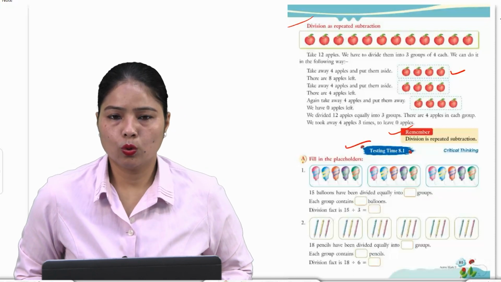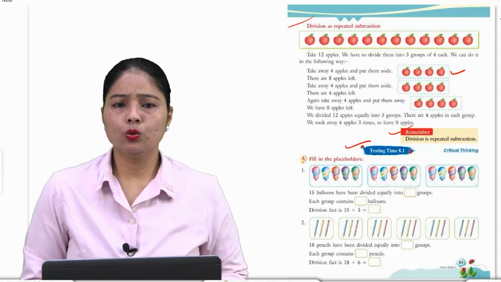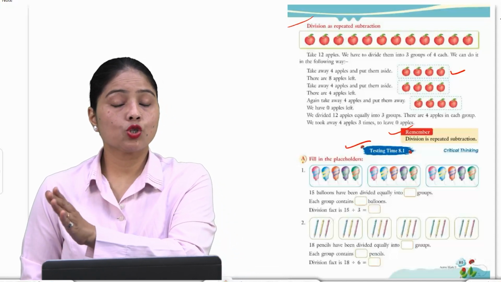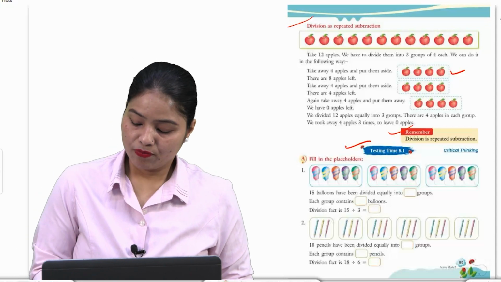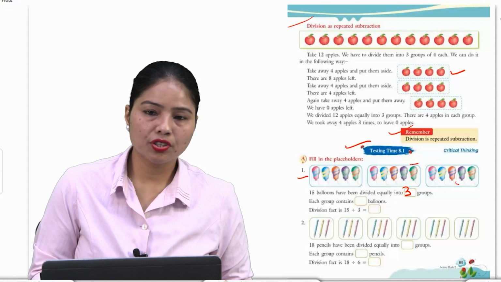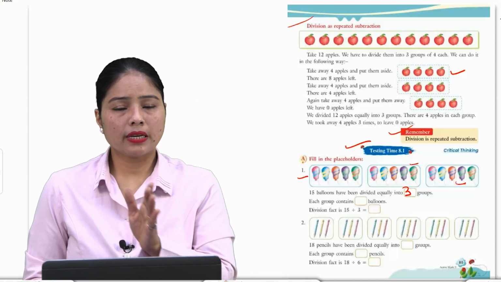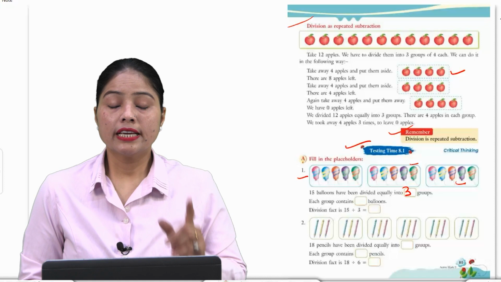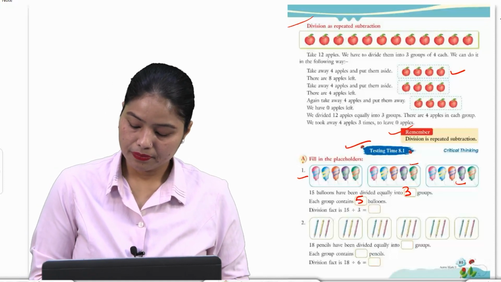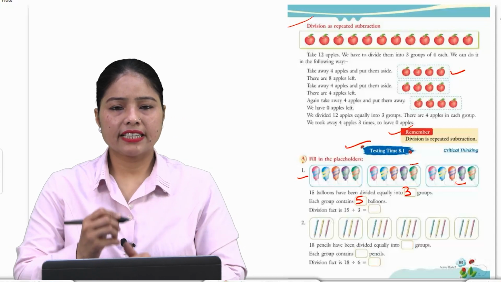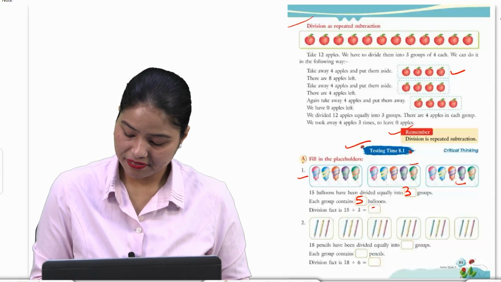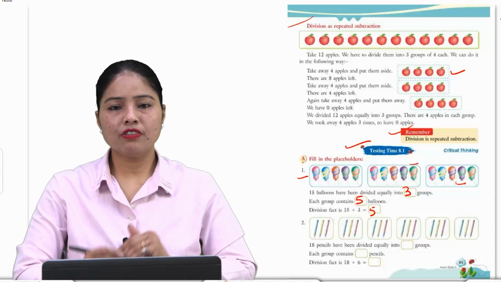Filling the placeholders. So here are some balloons. 15 balloons have been divided equally into how many groups? Yes, 3 groups. 1 group, 2 group and 3 group. Okay. Each group contains how many balloons? हर group में कितने balloons हैं? 5. Division fact is 15 divided by 3 is equal to 5. Okay. So this is how we fill it.